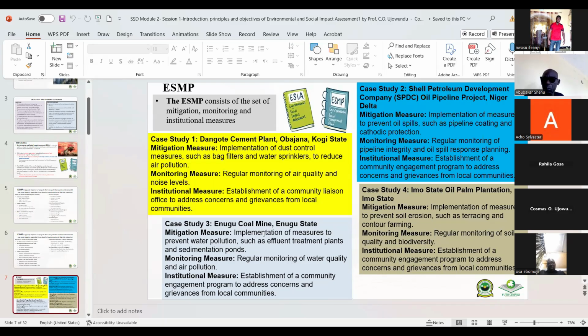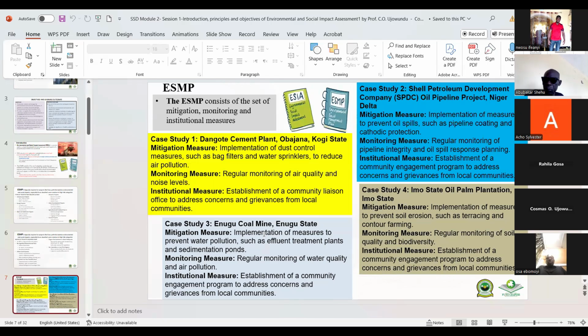What is the work of this community liaison office? An important aspect of their work is to address concerns and grievances from the locals, because once in a while, one or two persons will have their own complaint. And in having that, it will act as an interface between the company and the locals, to avoid people suffering from the activities of the cement company.